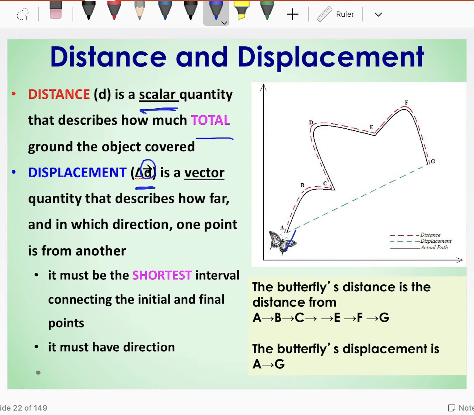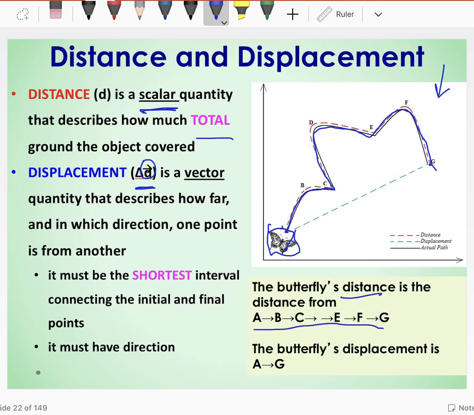So let's look at the example here of this butterfly. Here we have a happy little butterfly, and he's flying around, and he goes from A to B to C to D to E to F to G. If I were to calculate the butterfly's distance, I would add up that entire journey, all of the curves and ups and downs that the butterfly took.